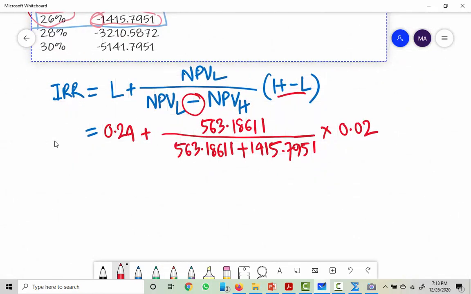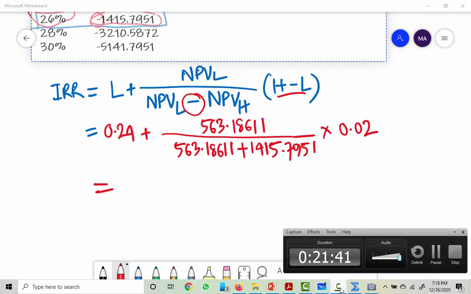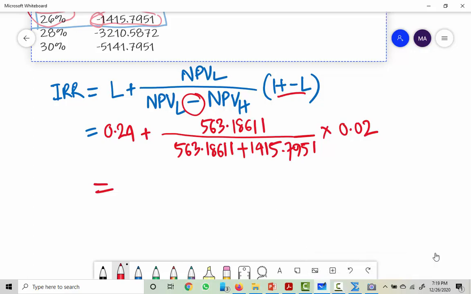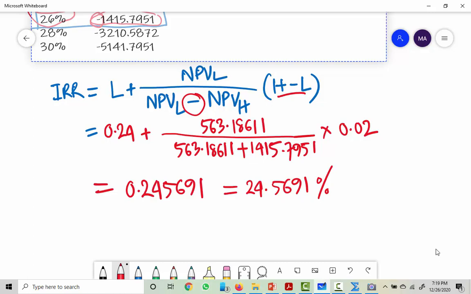So now we can calculate it very easily. I have shown you how to calculate this one before. So the answer is 0.245691. If we convert it to percentage, the answer is 24.5691 percent.